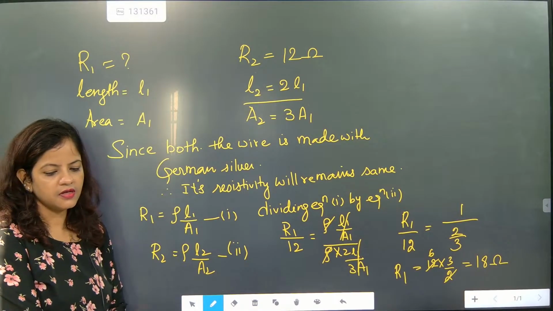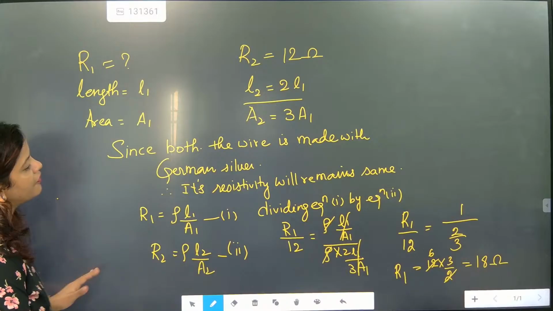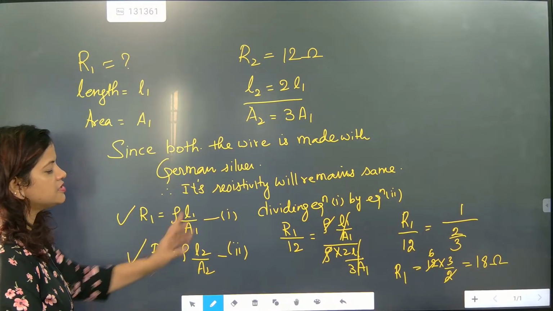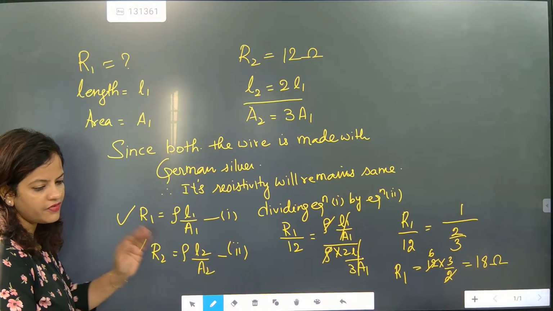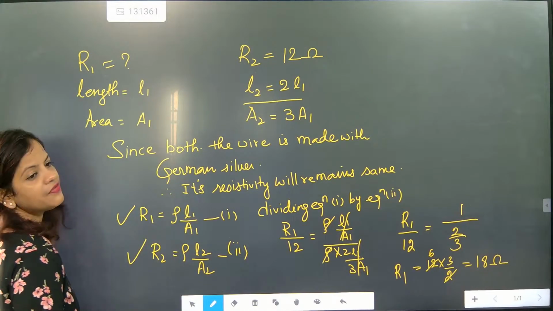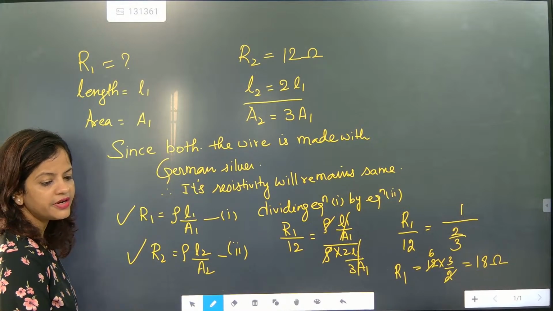So this is exactly what we have to do, beta. Simple way we have solved. First resistance, second resistance, and the ratio we have taken and we have solved it. Thank you for liking the class, beta. So now look here. Shall we go for the next one, beta? Ready?